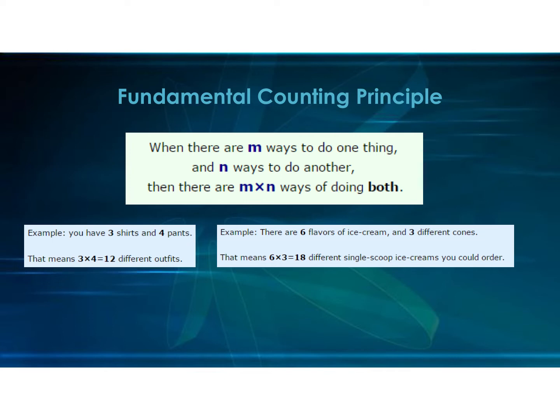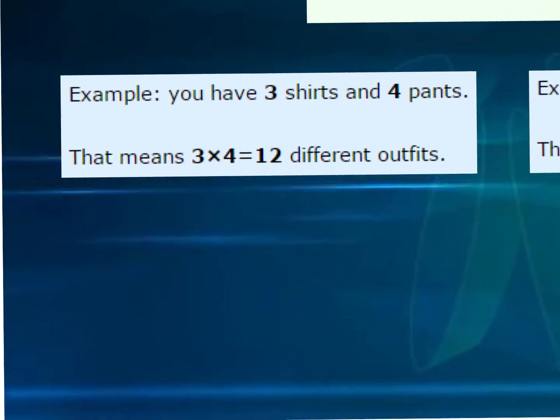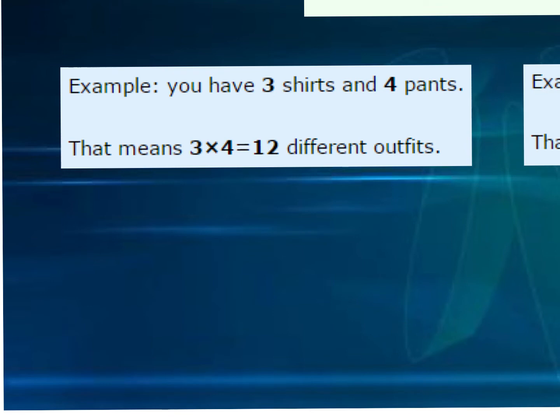So let me give you a scenario where we actually have numbers for m and n. For example, you have 3 shirts to choose from and 4 pairs of pants. They want to know how many different outfits you can make using those 3 shirts and 4 pants. In this problem, my m could be the number of shirts, my n could be the number of pants. You just multiply 3 times 4, and we can make 12 different outfits using those 3 shirts and 4 pants. And this is called using the fundamental counting principle.